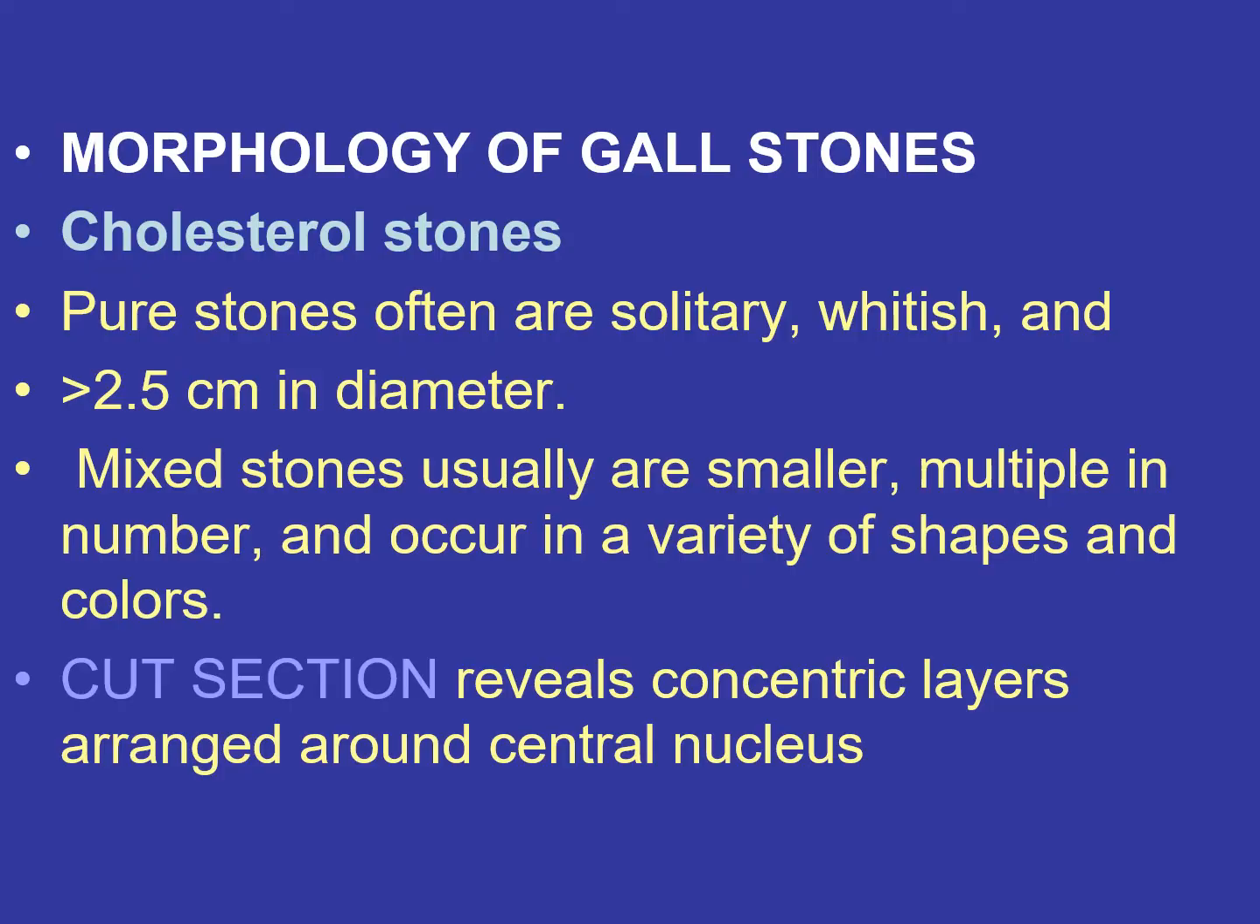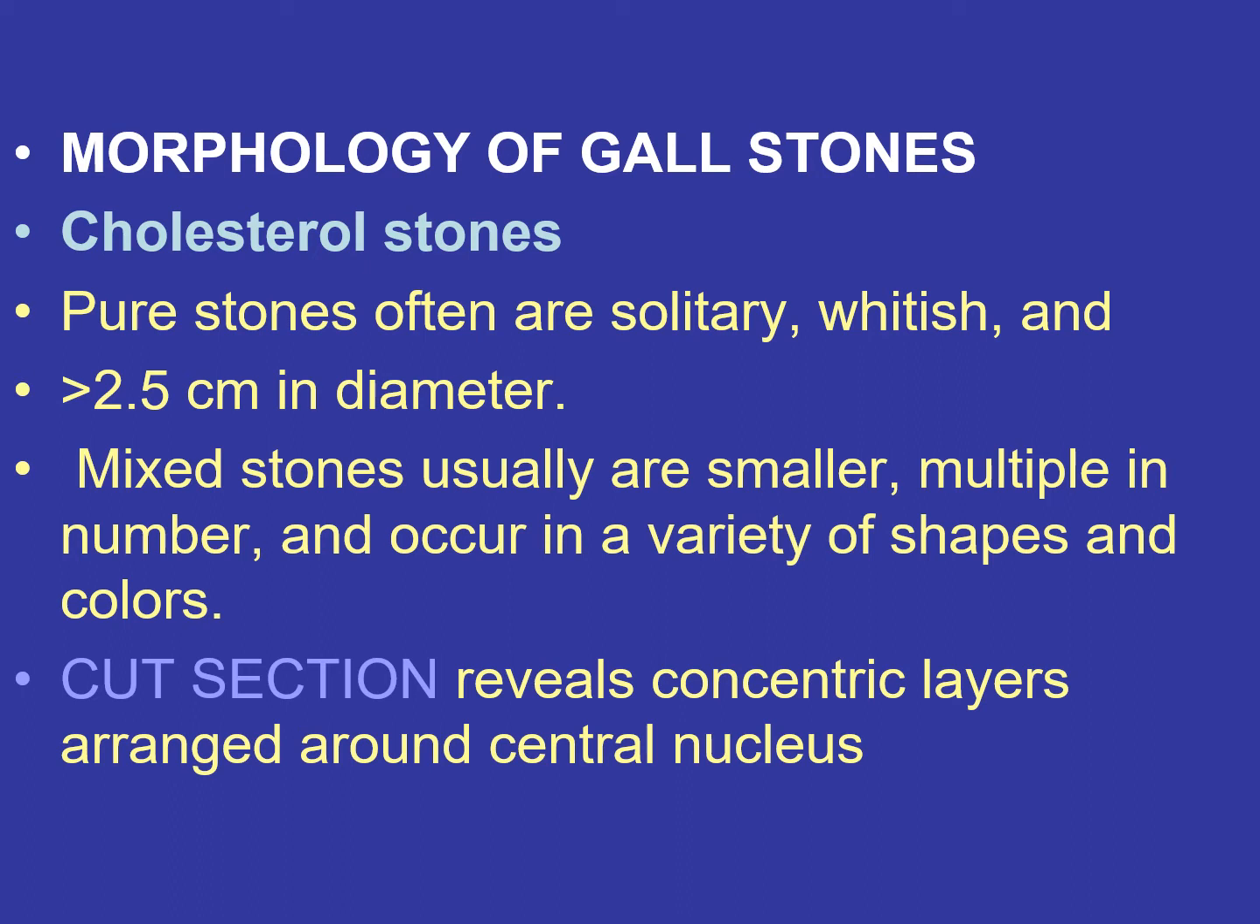Morphology of the gallstones: the pure cholesterol stones are often solitary, whitish to yellowish in color, and they may be greater than 2 to 2.5 centimeters in diameter. Normally, when there are multiple stones, they are smooth. They may be multifaceted when they are more than one, because they are somewhat friable. While the mixed stones are usually smaller, multiple in number, and occur in a variety of shapes and colors.